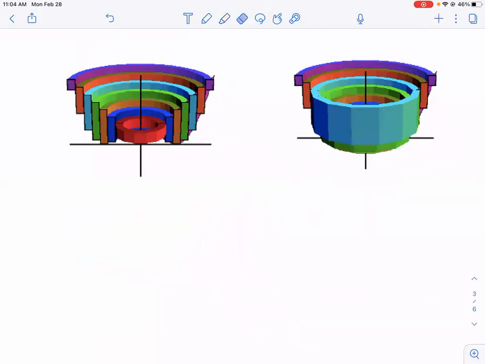Now, what we're going to do is practice the shell method for our volumes of revolution. And then on Thursday, your quiz is going to be disc washer and shell method. Is this visual helping you? Do you see our nesting cylinders?